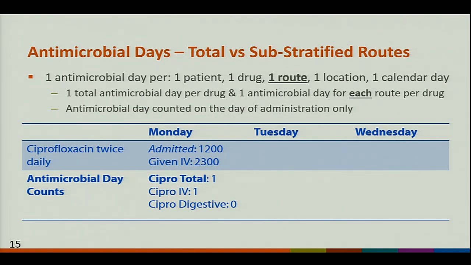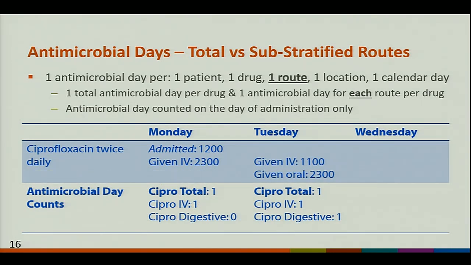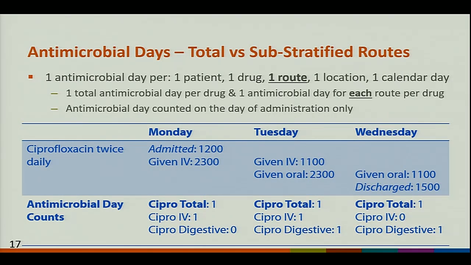Okay, so in my example here, my patient was prescribed ciprofloxacin twice daily. On Monday, they were admitted and just given it via IV. So for their total antimicrobial days, they attribute 1 total Cipro day, and then they get 1 IV Cipro day. On Tuesday, that patient received their Cipro via IV in the morning and orally in the evening. That patient still only counts as 1 total Cipro day, but they would attribute 1 IV Cipro day and 1 digestive Cipro day. And then on Wednesday, they received Cipro just once via oral route. So they would get 1 total Cipro day and 1 digestive Cipro day.